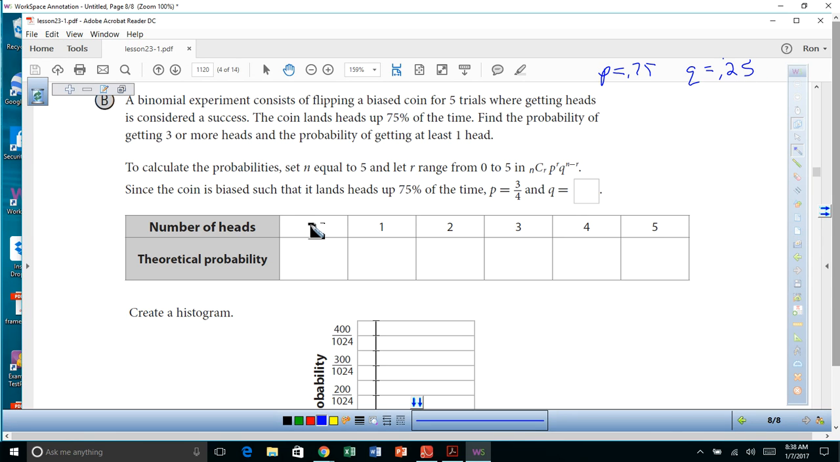All right, so we're going to get 0 heads, and I'm going to just write the formula down under there. We're doing 5 trials, so 5 choose 0, and that's going to be 0.75 to the 0, because we're not getting any heads here. And then we'll put 0.25 to the 5th power. All right, so let's try that.